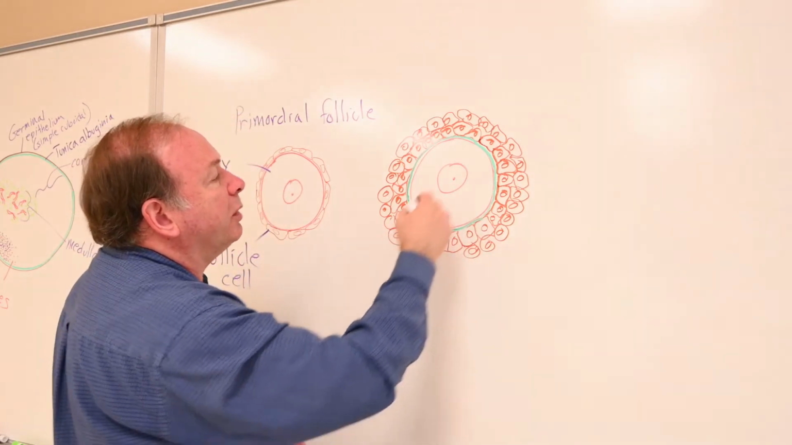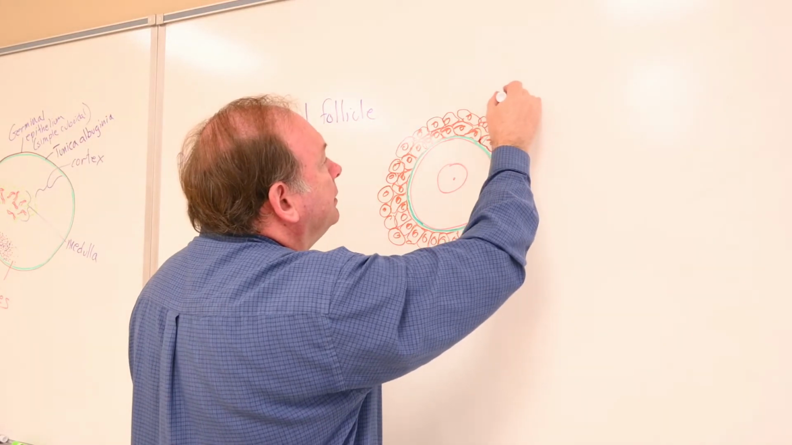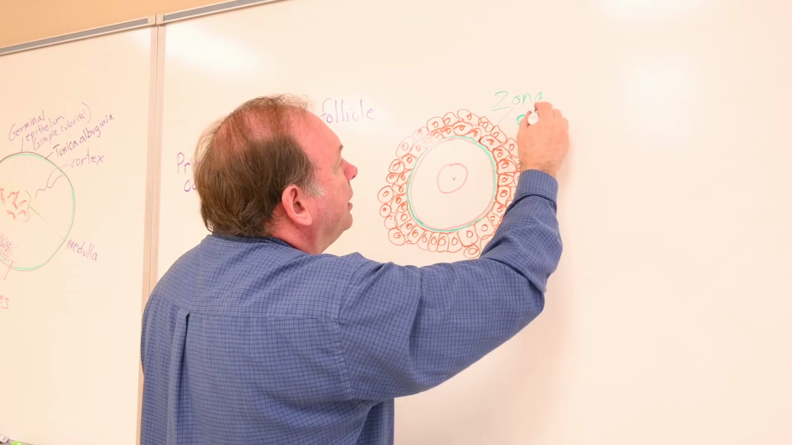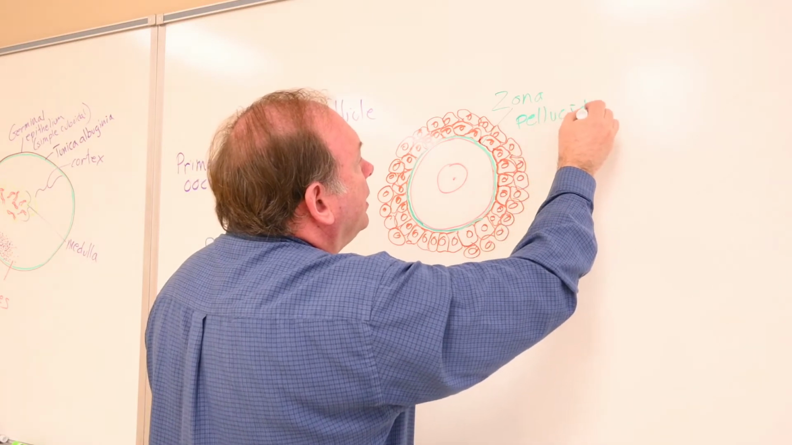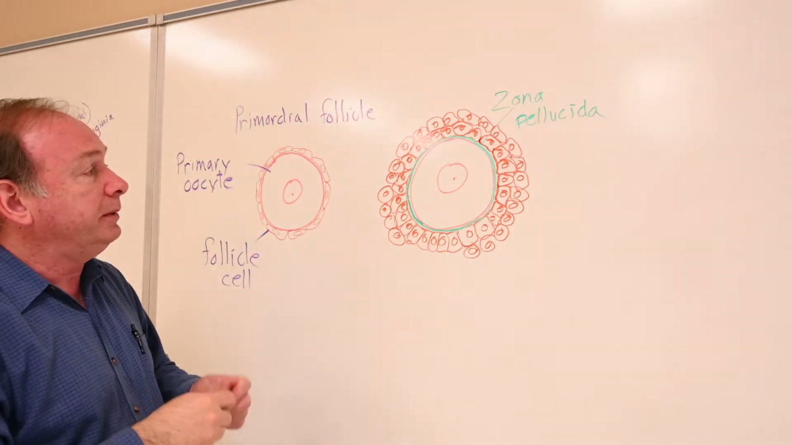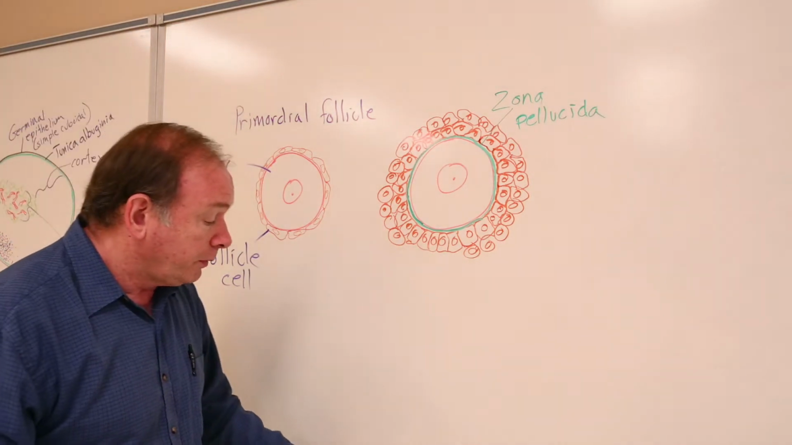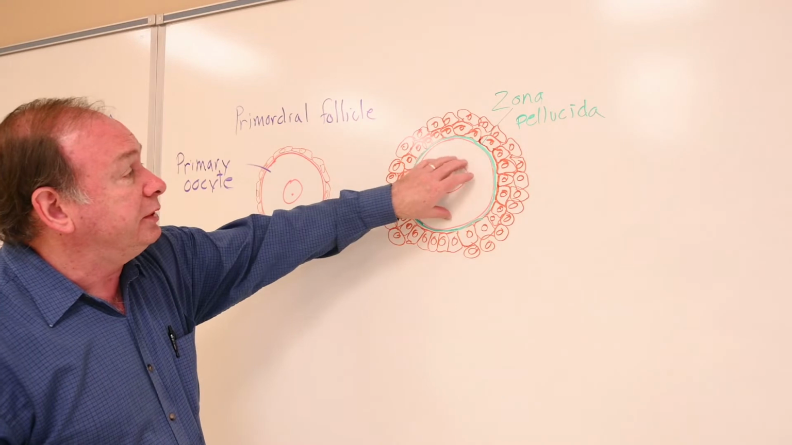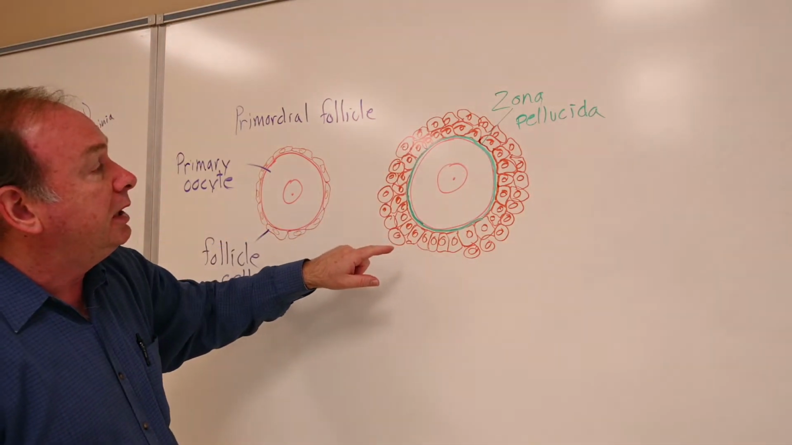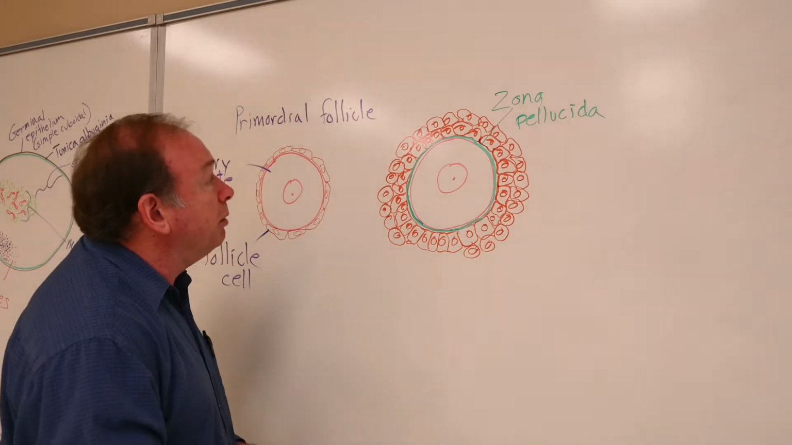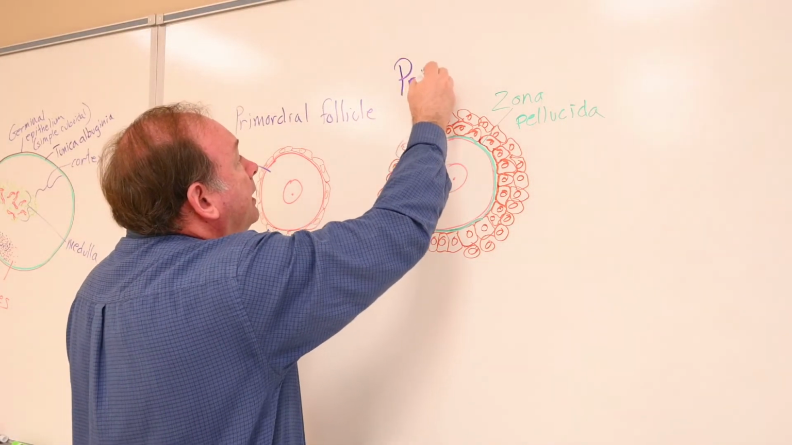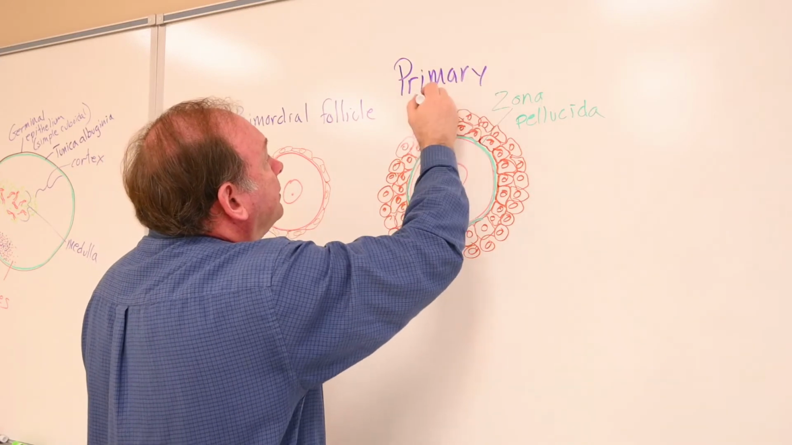And that's called the zona pellucida. Zona pellucida. That means a zone that's clear. A clear zone, the zona pellucida. So we have follicle cells. We still have that primary oocyte in there. We have the zona pellucida added in there, and I didn't label this as a primary follicle. This is the primary follicle.